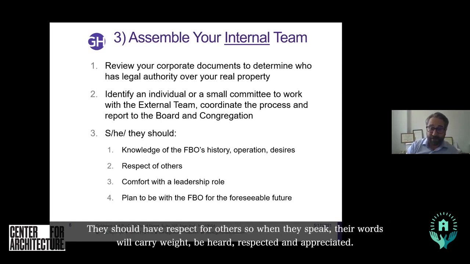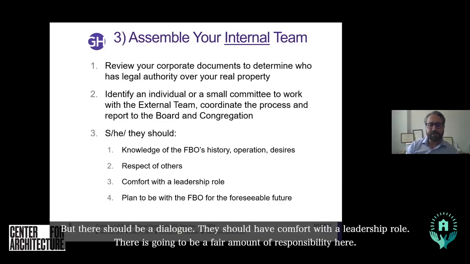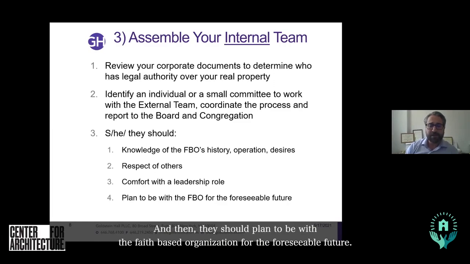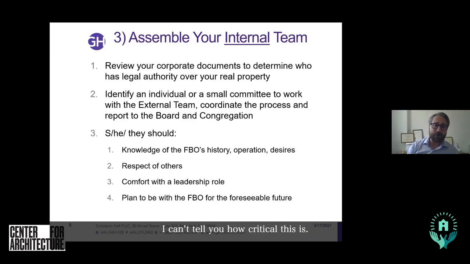Should have respect of others, so when they speak, their words will carry weight, be heard, respected, and appreciated, but there should be a dialogue. They should have comfort with a leadership role, right? There's going to be a fair amount of responsibility here. And then they should plan to be with the faith-based organization for the foreseeable future. I can't tell you how critical this is.